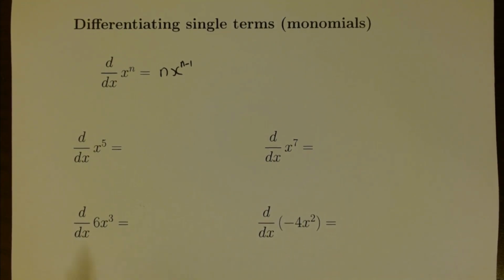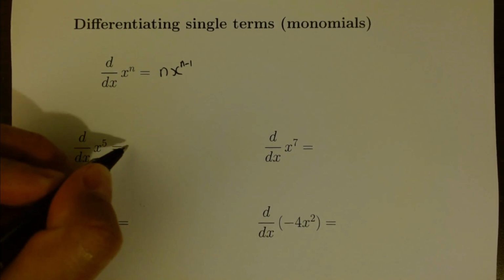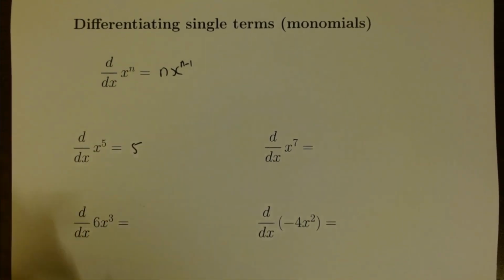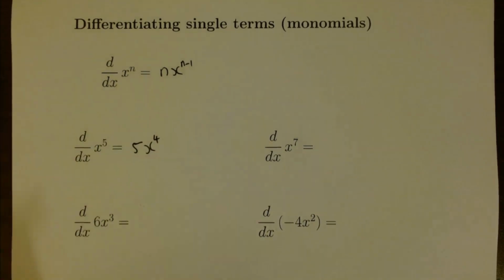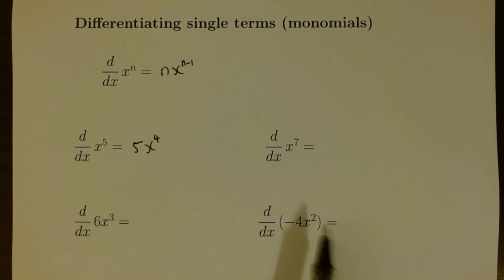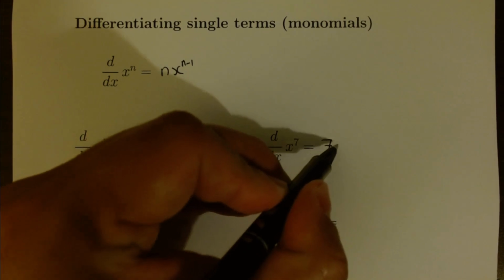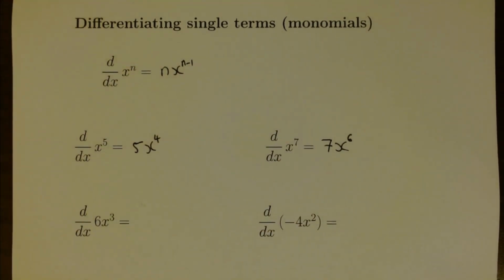So for example, to differentiate x to the 5, the 5 comes down and you get an x, and then you minus 1 off the power, so you get 5x to the 4. And to differentiate x to the 7, the 7 comes down and then you minus 1 off the power to give you 7x to the 6.